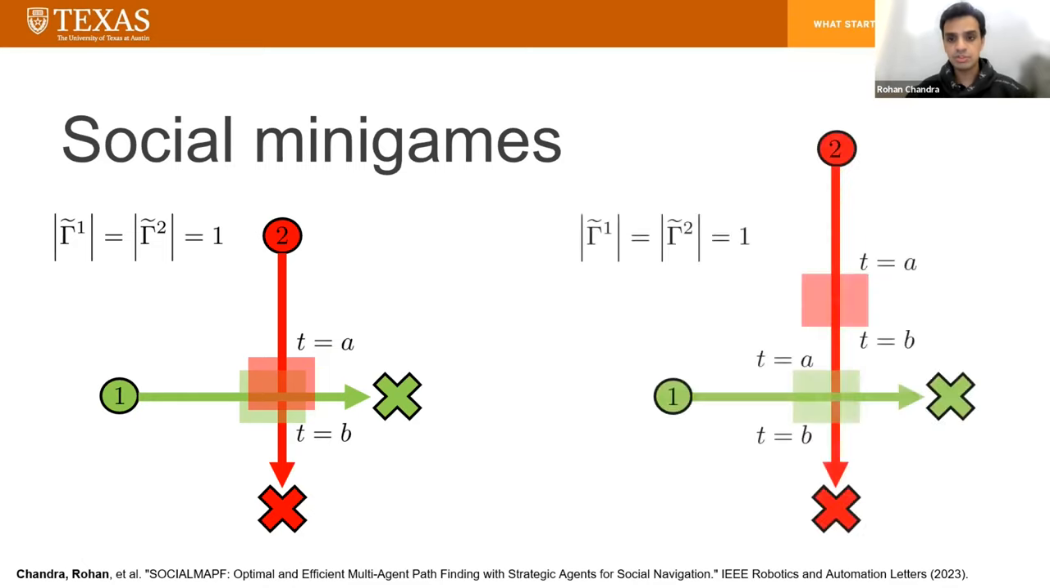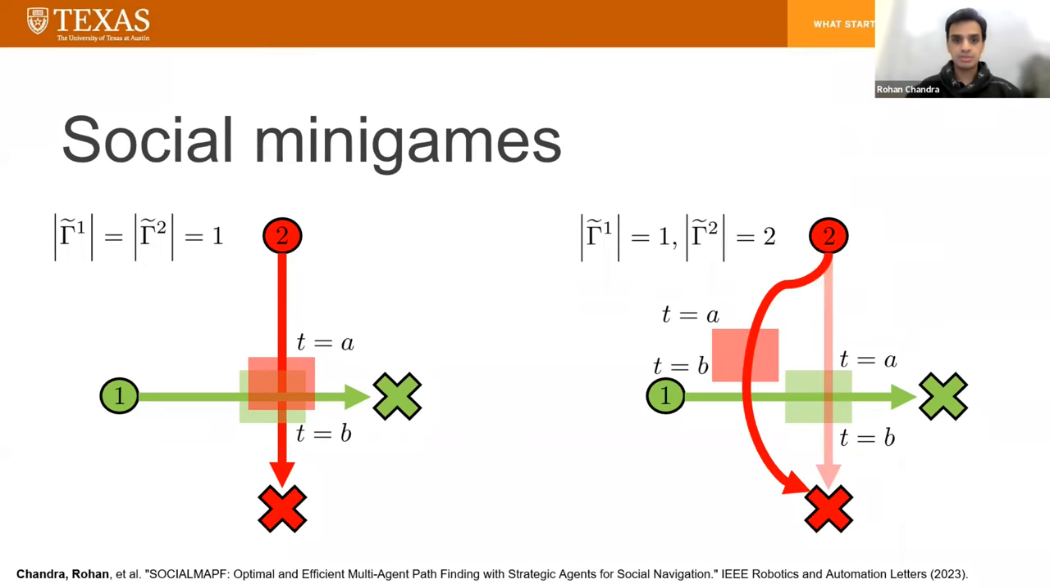What is not an example of a social mini game? What is on the right is not a social mini game, because even though there's still only one preferred trajectory for each robot, these preferred trajectories are not going to be in conflict, because there is no time duration a comma b which induces an overlap between the preferred trajectories. You can intuitively also think of it as follows: one is going to reach its goal long before two even reaches the point of intersection. So that's another way to think about it.